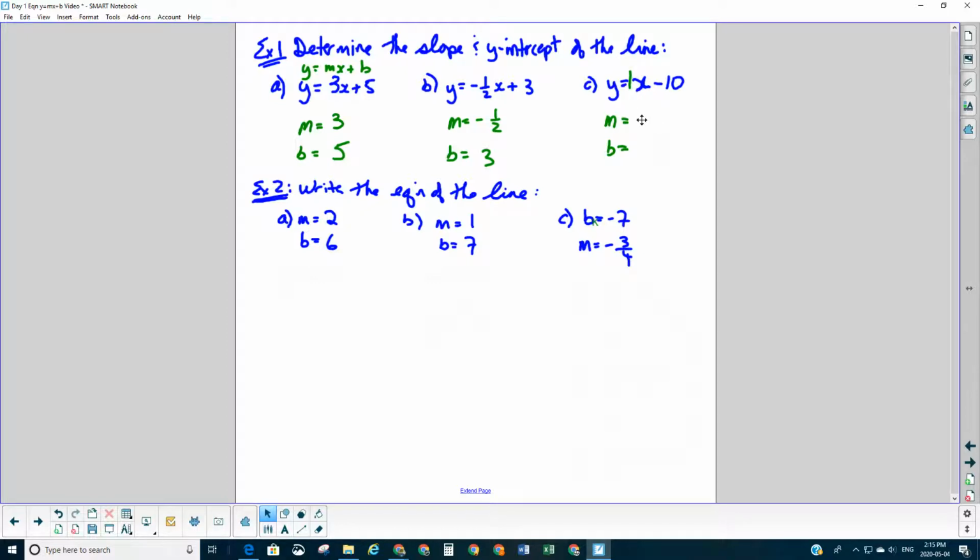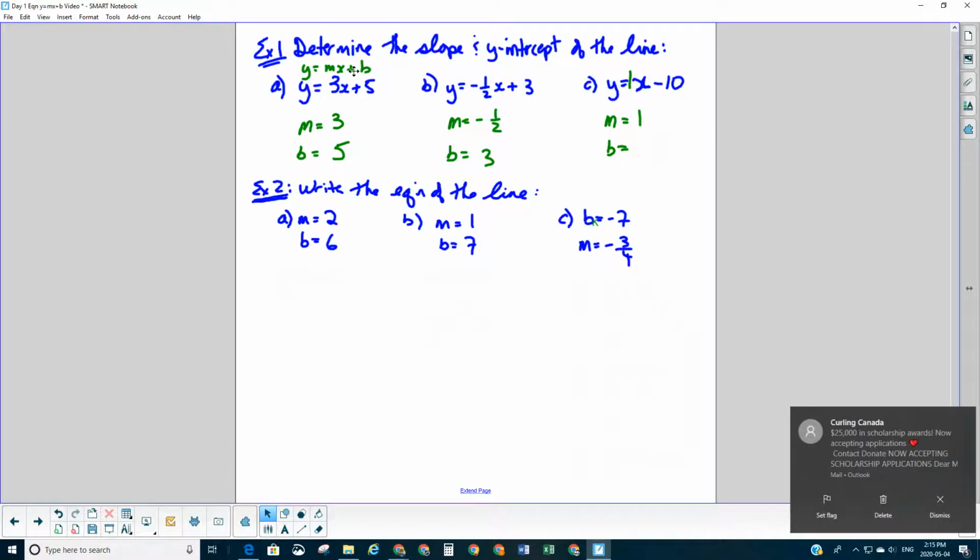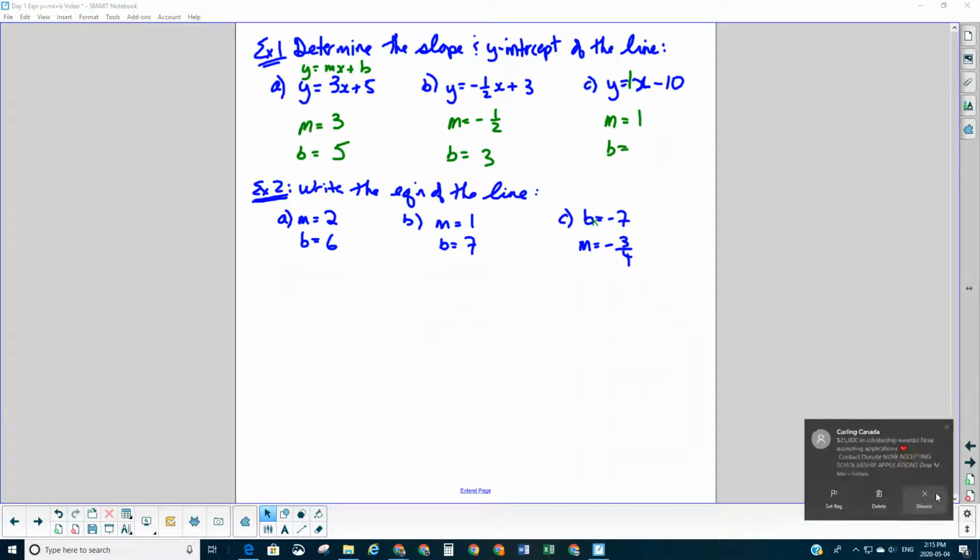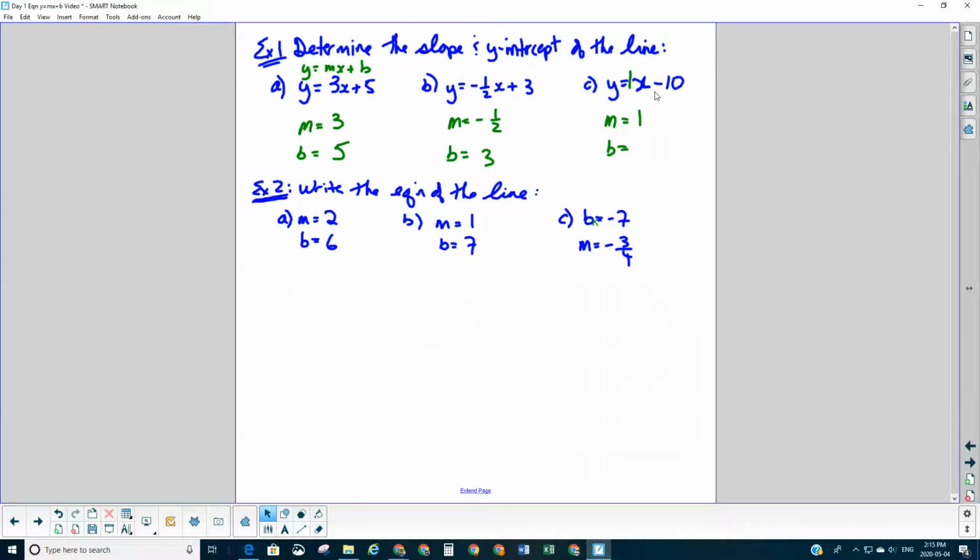And so the slope in this case is 1. It could be $1 for every hour or something like that. Okay, and then the y-intercept for this, you see it's y equals mx plus b. So if you see a minus b, then that must mean that the minus is the y-intercept. So the y-intercept must be a negative 10.